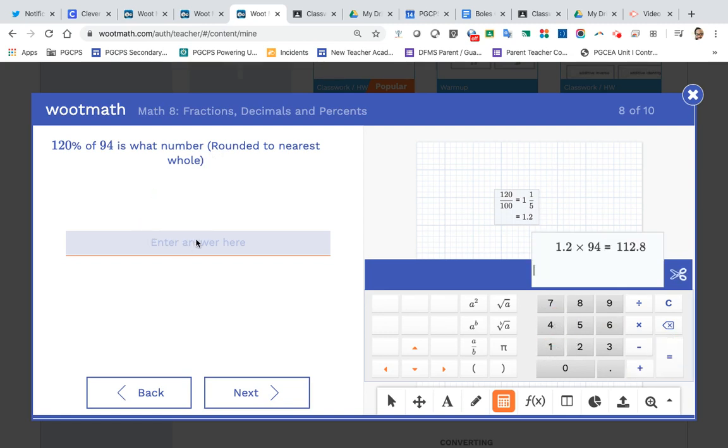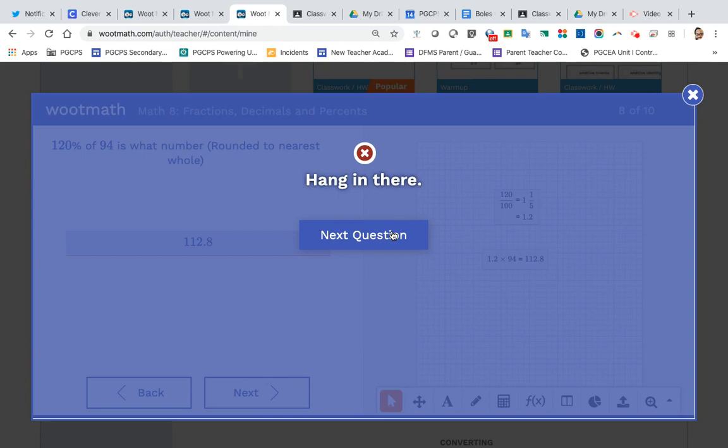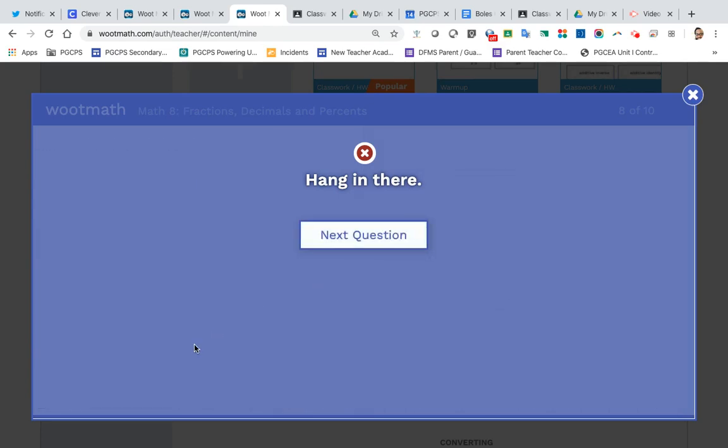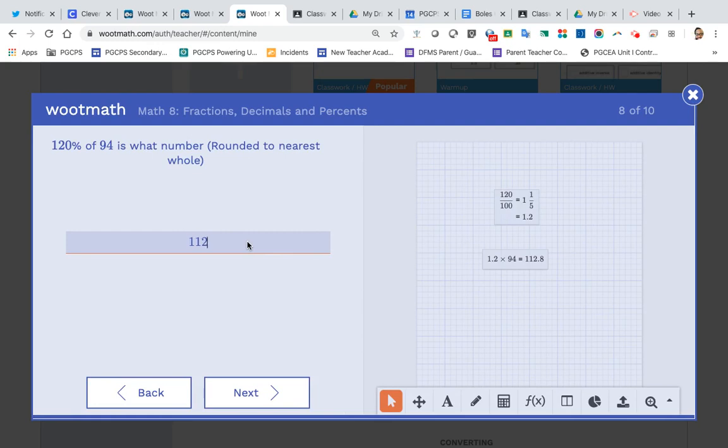Some of you guys will try to put 112.8. That's not good because it said round to the nearest whole. The nearest whole is 113. But let's see what happens if you put 112.8. You see, you got to follow directions. And that's what I love about WootMath, is WootMath forces you to follow directions.